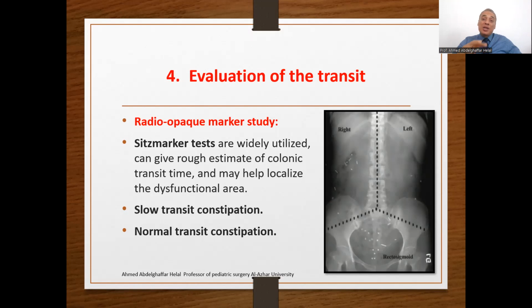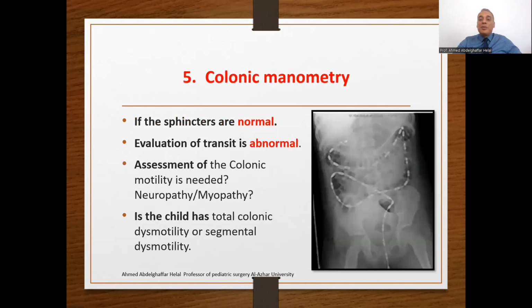However, both types may be associated with dysmotility of the colon. So slow transit may be associated with dysmotility, and normal transit constipation may also be associated with colonic dysmotility. So it's very important to perform colonic manometry. If the sphincters are normal and the evaluation of the transit is abnormal, assessment of the colonic motility is needed to assess both neuropathy and myopathy, the nerve and the muscle part.